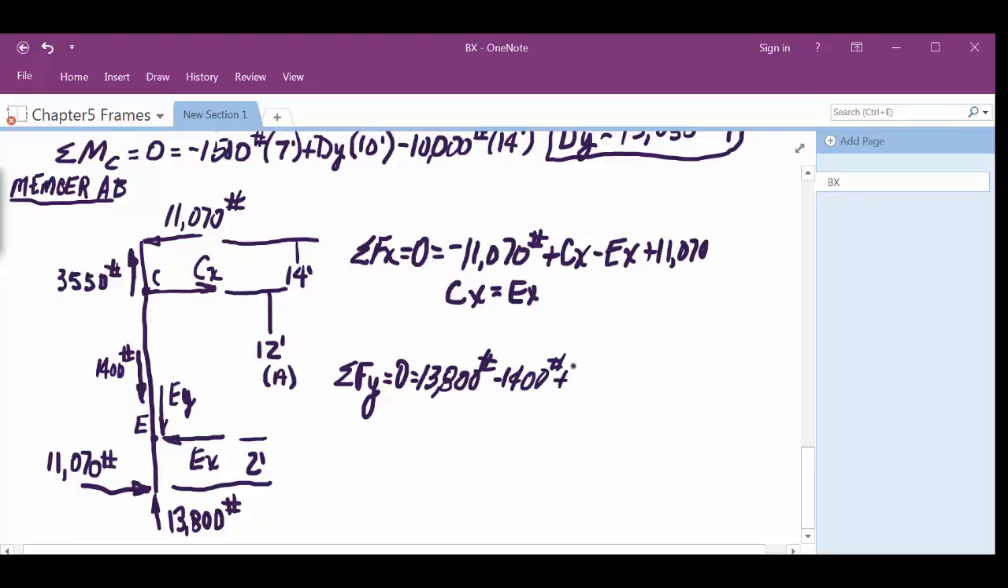That's plus 3,550. Minus EY, right? That's the only unknown. So if we put EY on the other side of the equation, 13,800 minus 1,400 plus 3,550. What's that come out to? 15,950. 15,950 pounds. It was positive. We said it was going down, so since it's positive, it is going down.